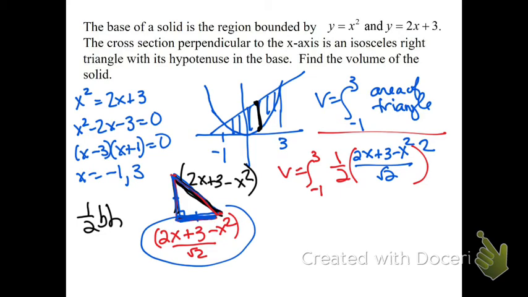And why is it that they gave us the hypotenuse to begin with? Because it says the hypotenuse is in the base. It's the hypotenuse that we can figure out. So we go from that to the leg by dividing by root 2.